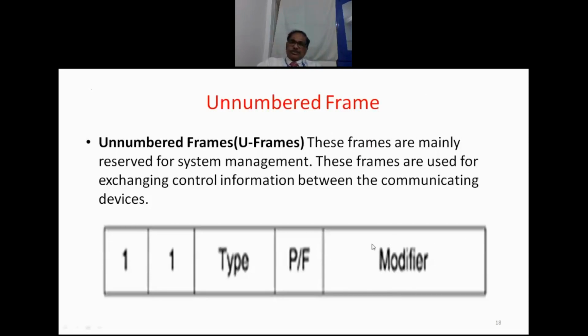So likewise, these are the different types of frames that are used by the HDLC protocol.